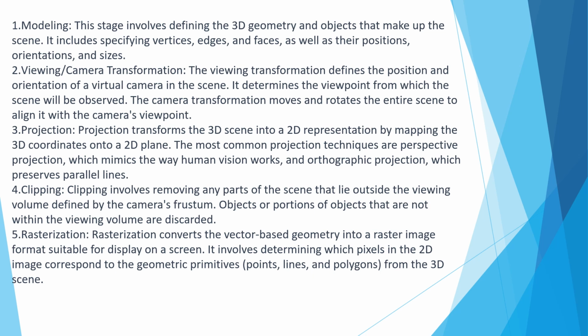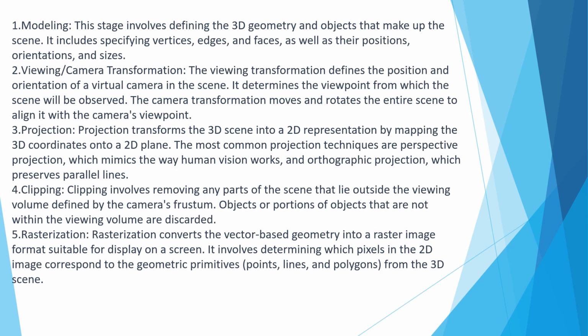These are the steps involved in the 3D viewing pipeline. Modeling. This stage involves defining the 3D geometry and objects that make up the scene. It includes specifying vertices, edges, and faces, as well as their positions, orientations, and sizes. Viewing or camera transformation. The viewing transformation defines the position and orientation of a virtual camera in the scene. It determines the viewpoint from which the scene will be observed. The camera transformation moves and rotates the entire scene to align it with the camera's viewpoint.